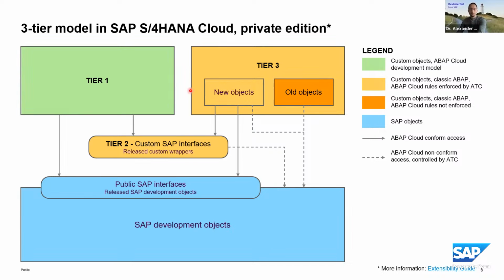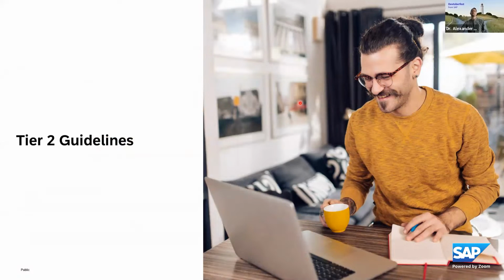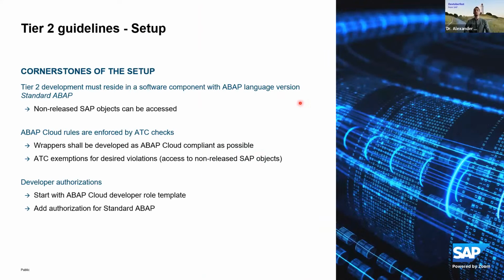All right, so this is the 3-tier model, and this was everything around the recap. So now let's move on to the tier 2 guidelines. How shall you develop those wrappers? First, I will just explain a few cornerstones of the setup of tier 2, because you have to have a correct setup in the system so that everything regarding developing those wrappers works properly.